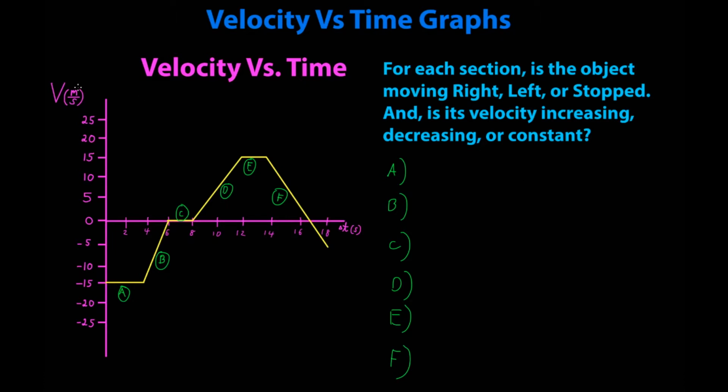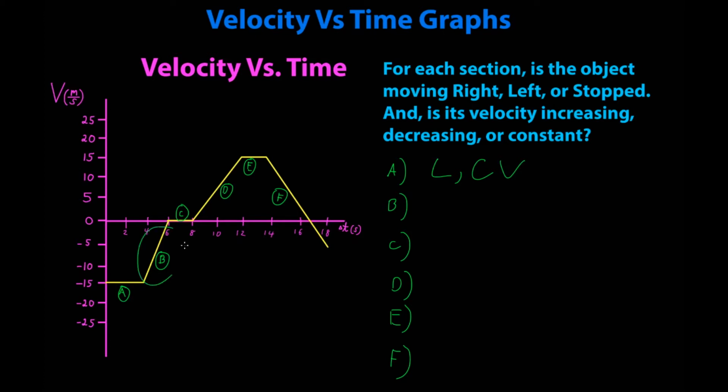get going. To start out, since the y-axis itself is velocity, and the data starts out at -15, that means this object is moving to the left at 15 meters a second right when the clock starts. Looking at this first section A, it is moving to the left at 15 meters a second, and that velocity is not changing. So for A, we have to the left and constant velocity.